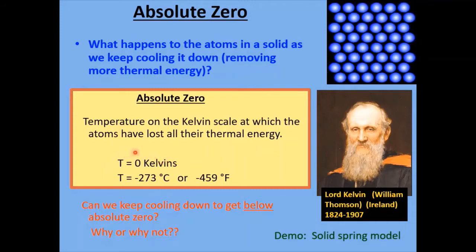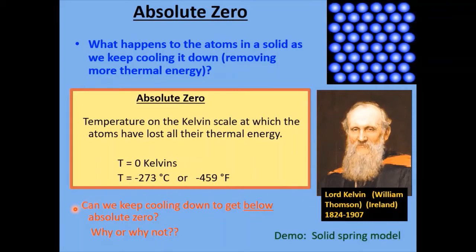This is why scientists like to use the Kelvin scale, because it starts at 0 and it just goes up. On other scales, for example, the Celsius scale, absolute zero is minus 273 degrees Celsius, or minus 459 degrees Fahrenheit. By the way, the kelvin is named after Lord Kelvin.